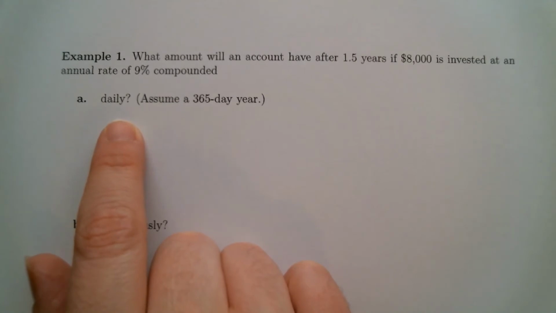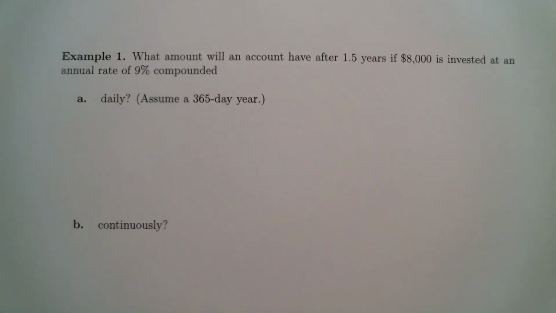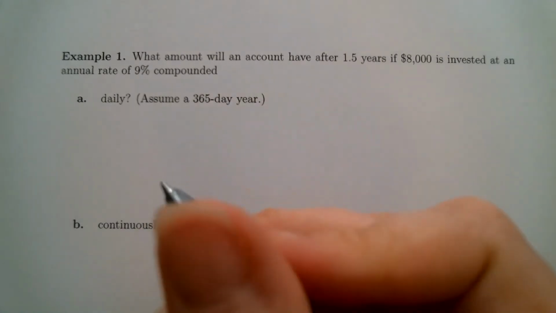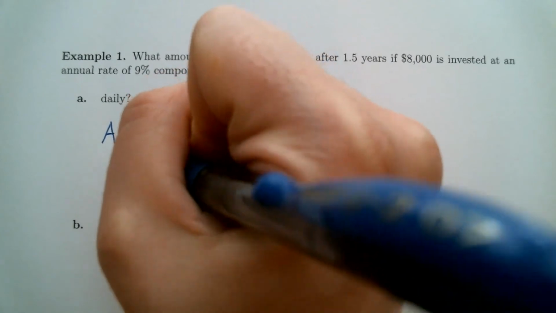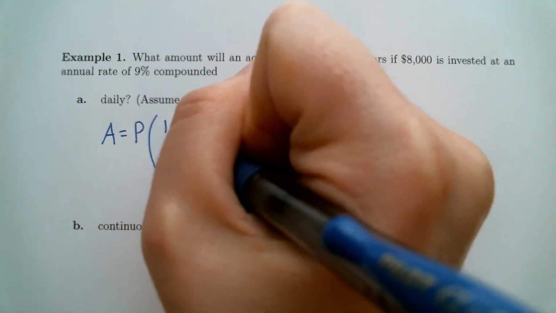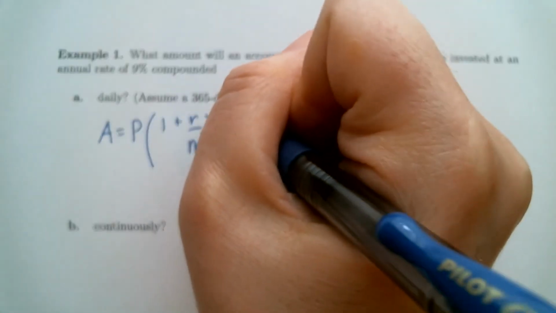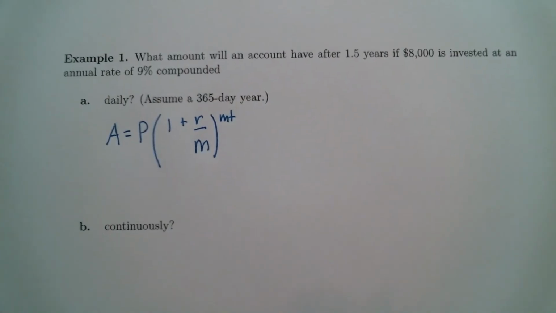Here, the interest in Part A is compounded daily, so you're adding the interest to the account every day. So since you see the phrase compounded daily, you're going to use the regular compound interest formula, okay? Because you will have an M value. So the M would be 365 in this case, since you're assuming a 365-day year, okay?